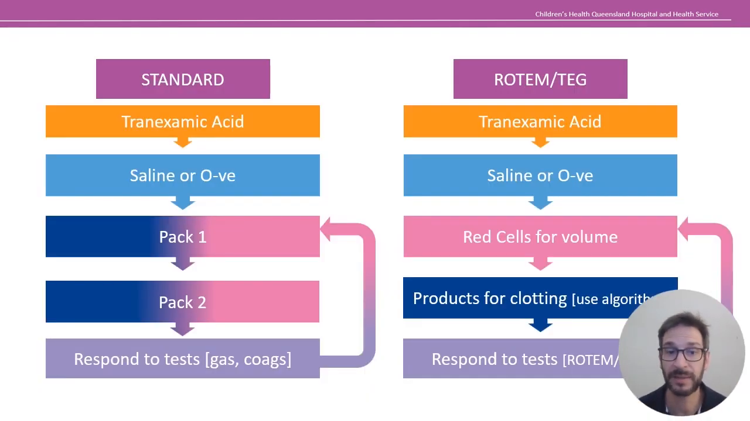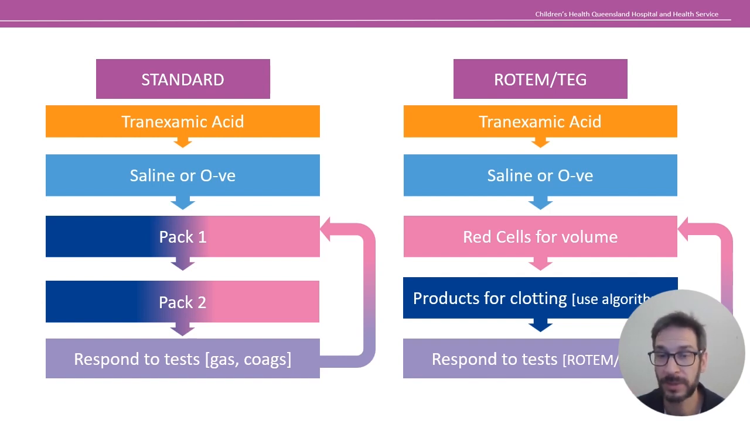At the end of the day, there's more that is similar about ROTEM or TEG and standard than is different. In both of these protocols, you're still giving tranexamic acid. You're still resuscitating with saline or O-neg blood until you've got blood. You're then giving red cells for volume to treat shock, and you're giving blood products to help clotting. And then you're going to respond to tests. The difference, though, as you can see, is that in the standard algorithm, what we've got is pack 1 and pack 2, which are pre-formed, and they come and we just give all of them in sequence. So we're not having to do as much interpretation.